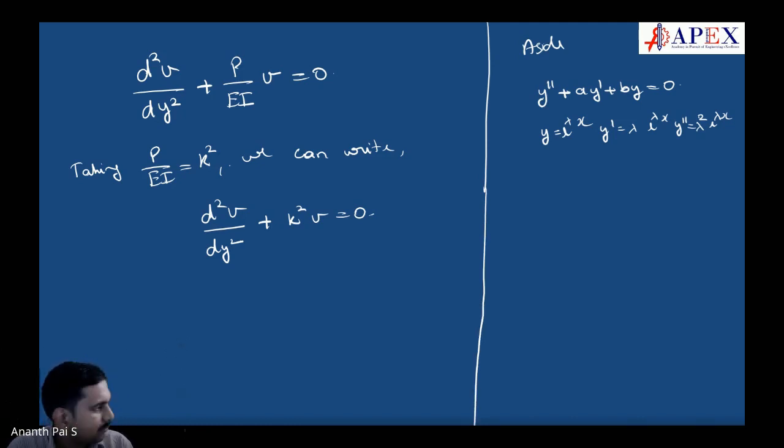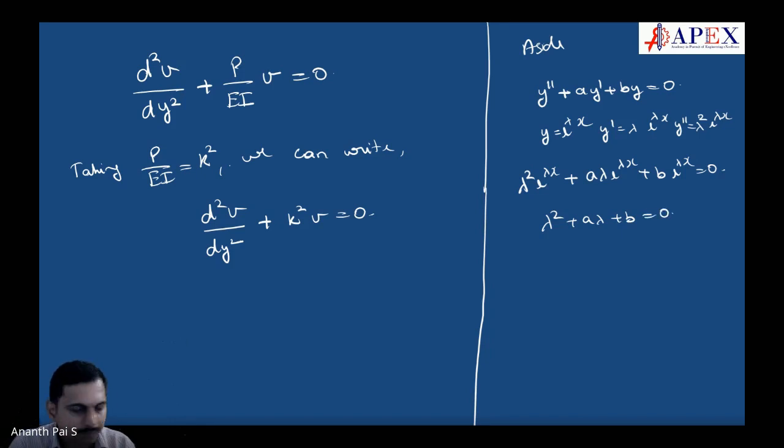Now you apply this here. Instead of y double dash, you write lambda square e power lambda x, plus a lambda e power lambda x, plus b into e power lambda x, which is y only, is equal to 0. E power lambda x goes everywhere. So what remains? Lambda square plus a lambda plus b is equal to 0. Now you have to find lambda.